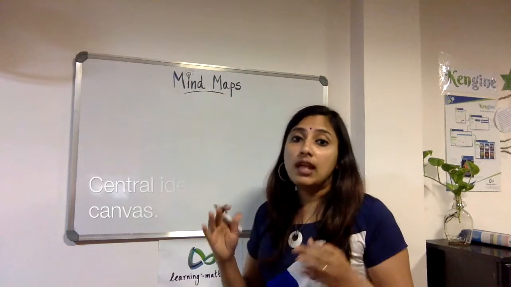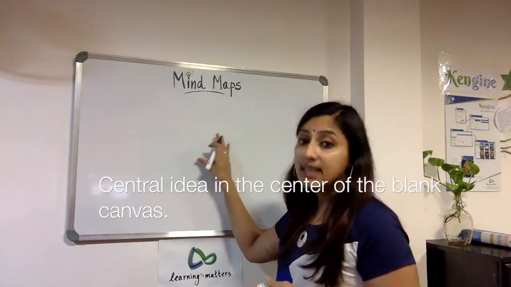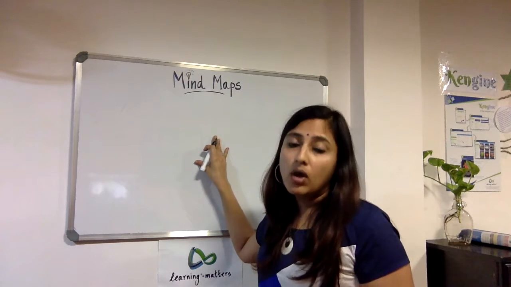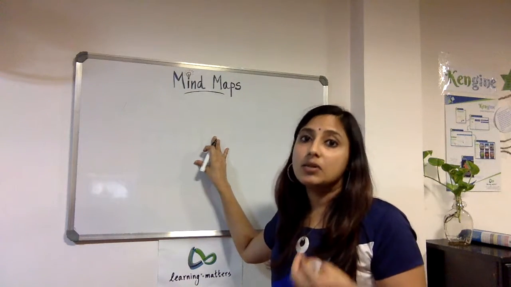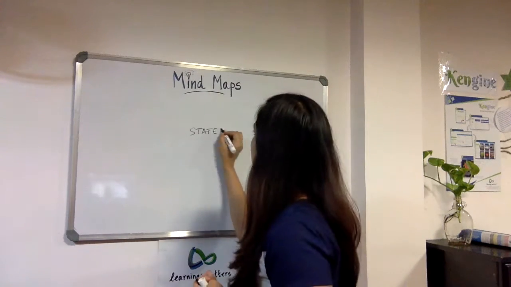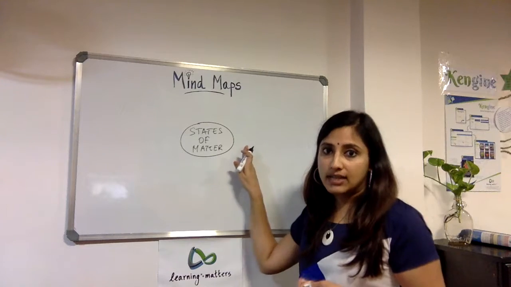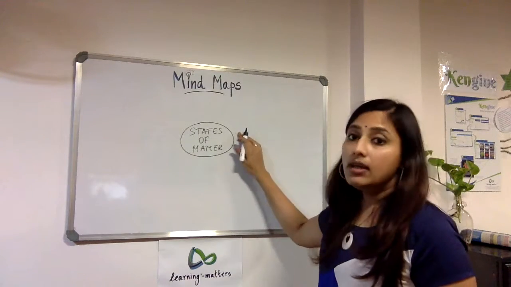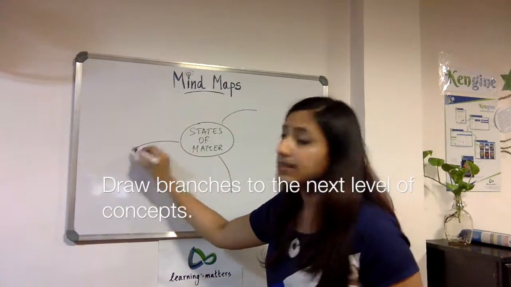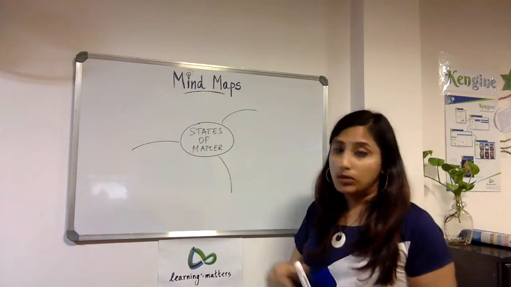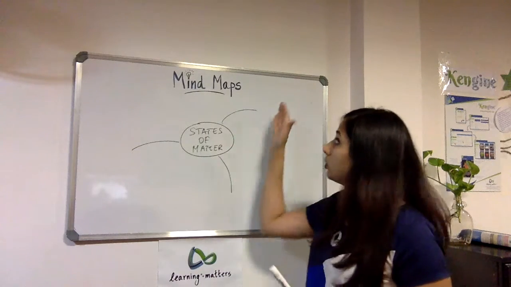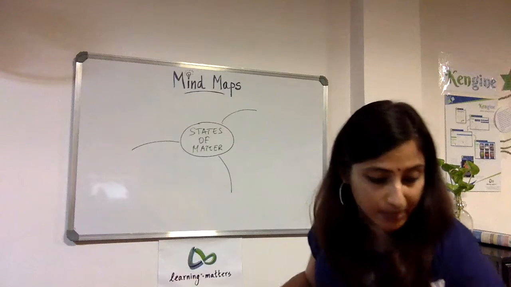Put down your central idea or the central concept in the center of your blank canvas. In my example, I'm going to create a mind map on a science concept, the states of matter. So the states of matter should go in the center of my blank canvas. That's our central idea. Now from the central idea, draw branches that lead you to the next level of concepts. We all know that there are three states of matter: solids, liquids, and gases. So those will form our second layer of concepts.